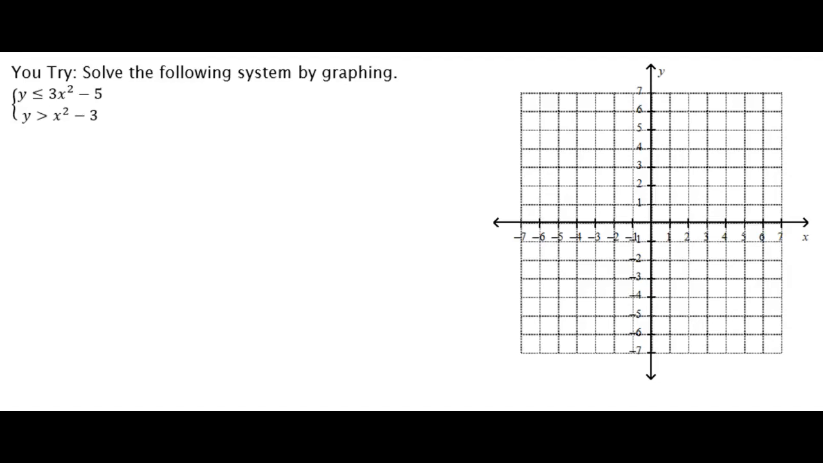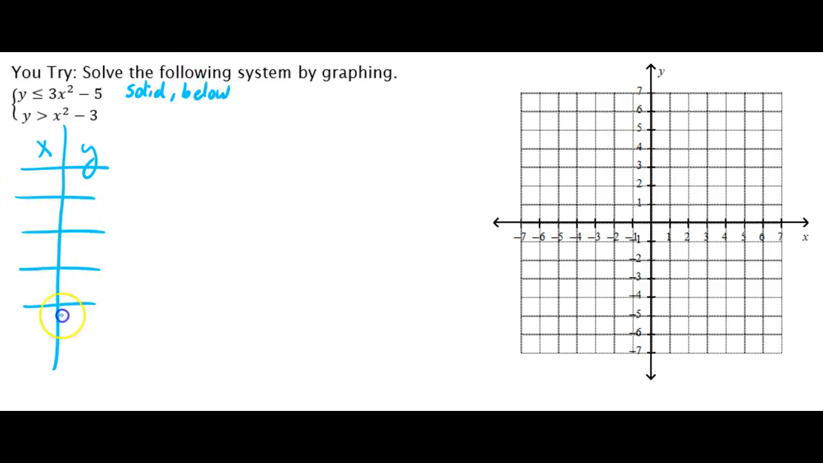This problem has two parabolas that we're going to be graphing. So that means we're going to have to do two tables. My first table I'm going to do for the top equation. And before I get ahead of myself, I want to mention that when we graph this, we're going to use a solid line because the inequality has the bar underneath, and we're going to shade below the graph. All right, so let's get back to my table.